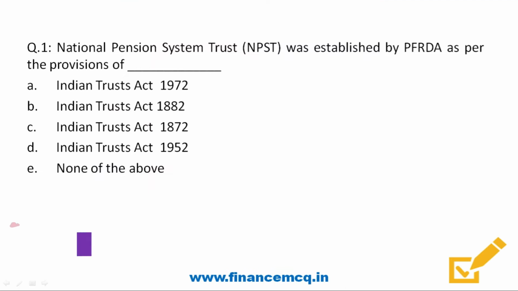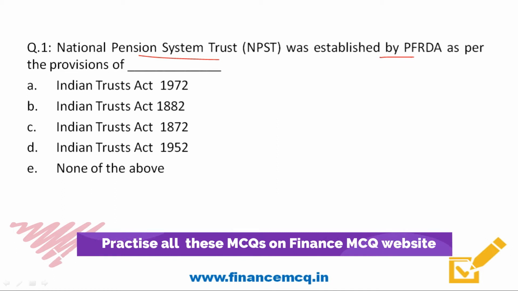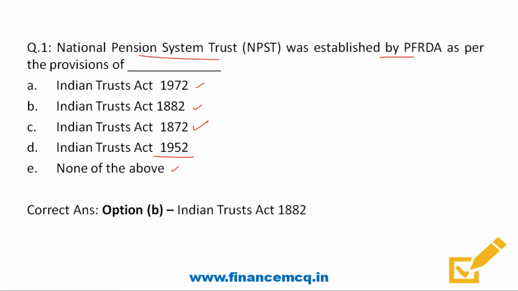So friends, the first question is: National Pension System Trust is established by PFRDA as per the provisions of which Act? Option A is Indian Trust Act 1972, option B says Indian Trust Act 1882, option C Indian Trust Act 1872, and D option Indian Trust Act 1952, and last option none of the above. So friends, National Pension System Trust is established by PFRDA as per option B, which says Indian Trust Act 1882.